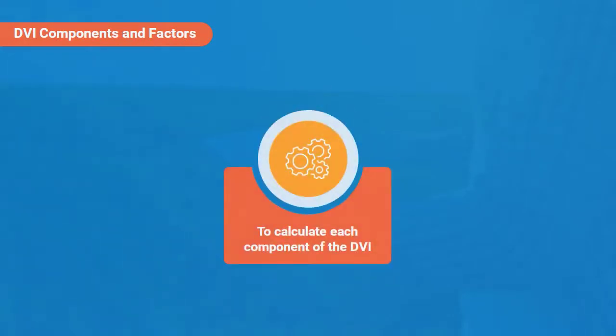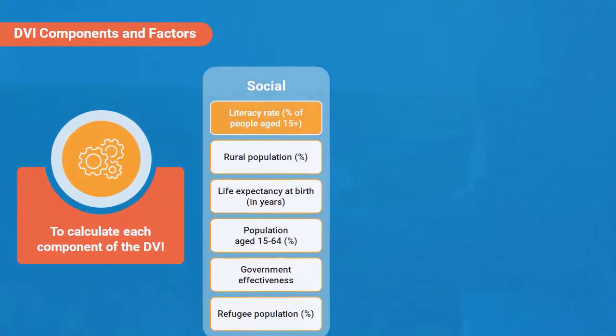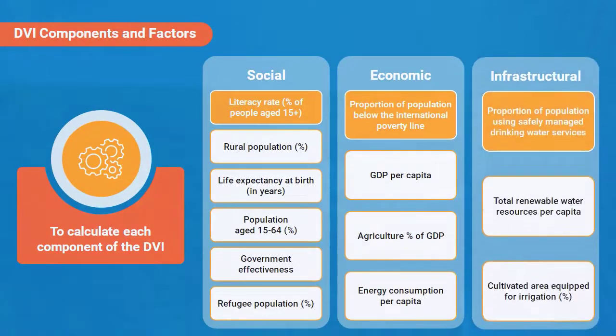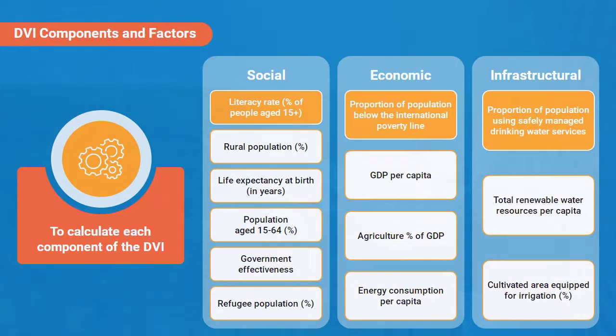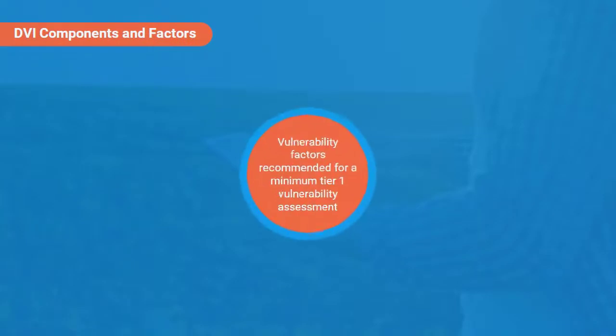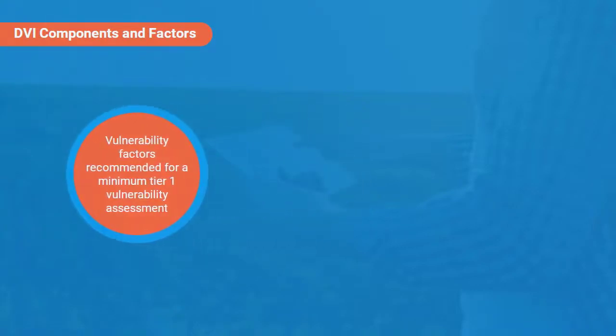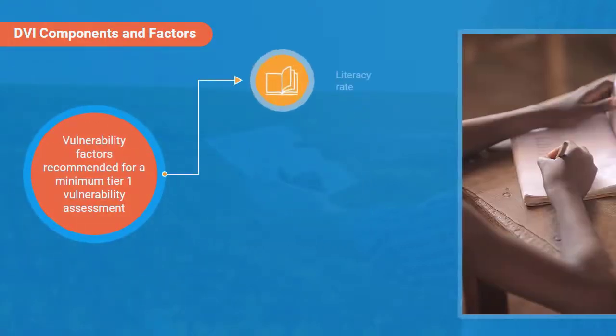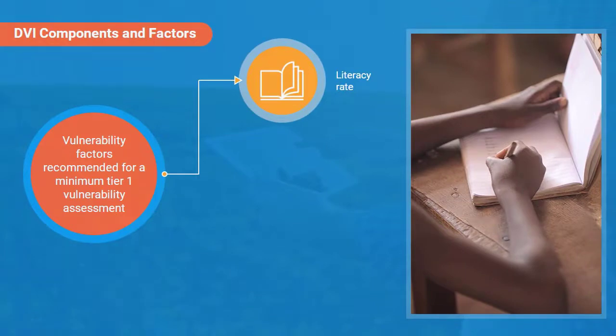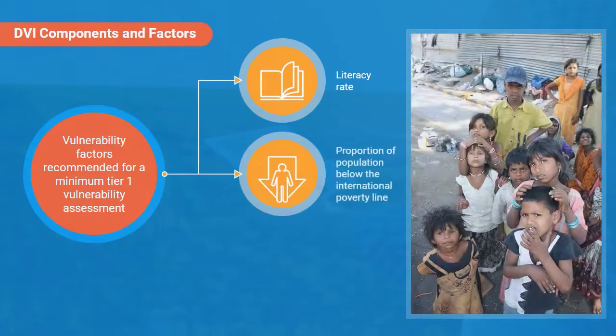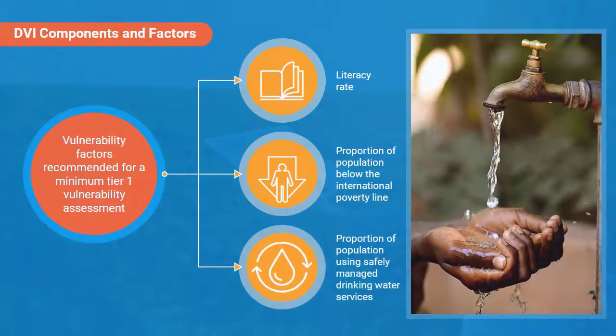Let's look at the factors recommended to calculate each component of the DVI. Here are the social, economic, and infrastructural components and associated factors recommended for calculating the DVI. The three core vulnerability factors recommended for a minimum Tier 1 vulnerability assessment are literacy rate, percentage of people aged 15 and above; proportion of population below the international poverty line; and proportion of population using safely managed drinking water services.